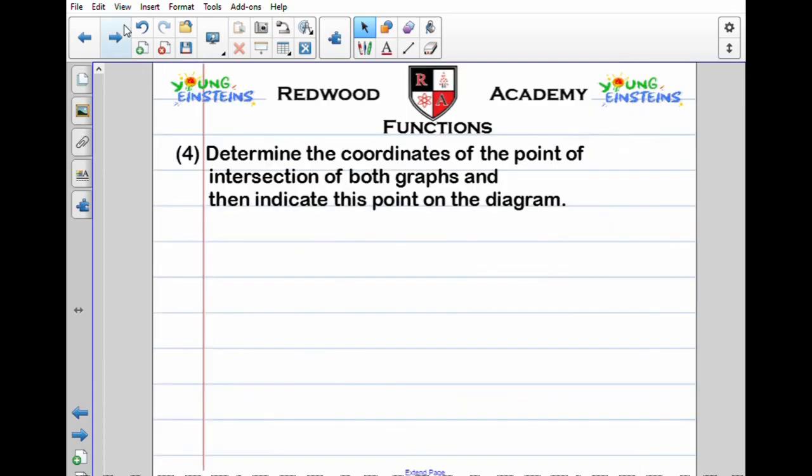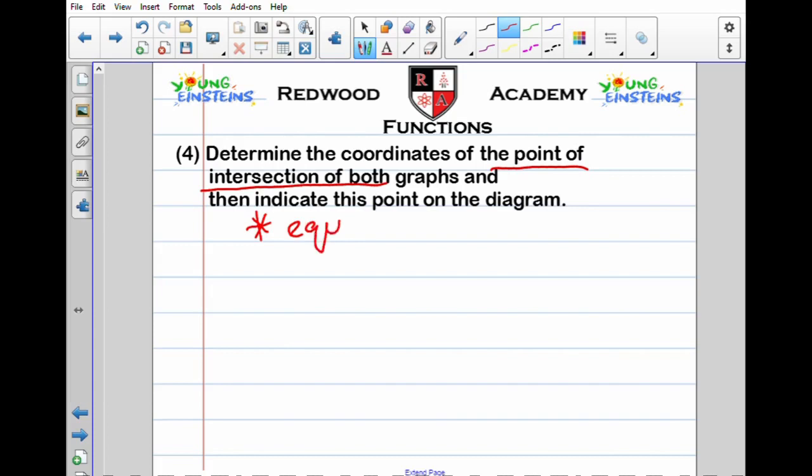All right, and then the last question of this set says, determine the coordinates of the point of intersection of both graphs and then indicate the point on the diagram. Now, remember point of intersection, right? We did do this a lot in the past, it is a simple rule. You solve simultaneously, or in graphs, we like to just say equate the graphs. Right, equate the graphs. You guys must make a note of all of these rules, because they come out so often and it's such easy marks. Quick wins. So equate the two graphs.